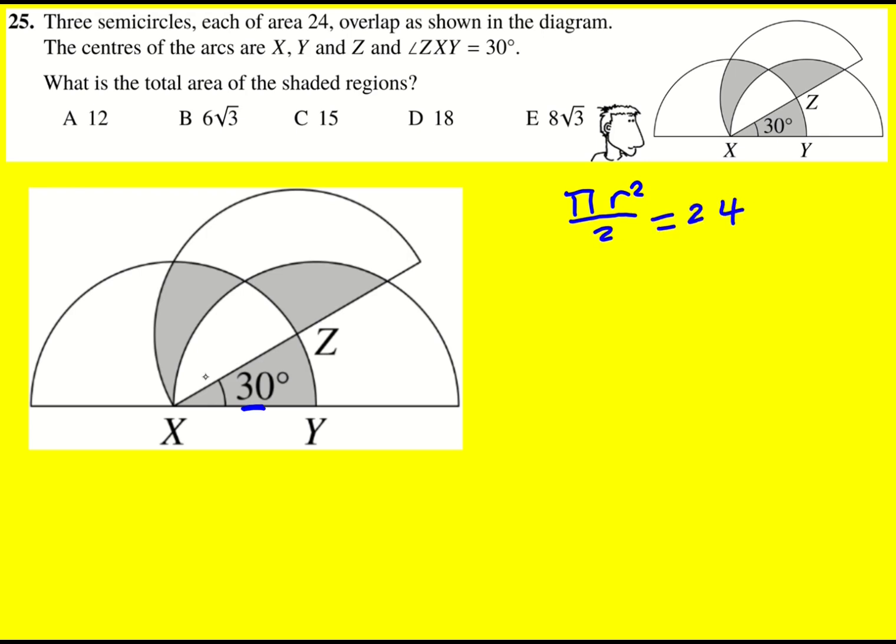So we can go straight into working out this red region, because that's 30 degrees. So actually it's a sixth of the semicircle, and therefore this red area is going to be 24 divided by 6. It's going to be 4. Okay, so I've worked out one of them. This is a good starting point.